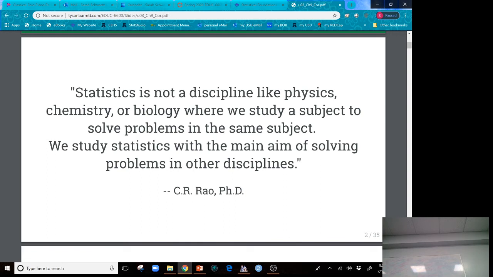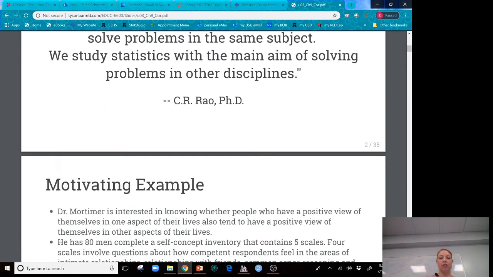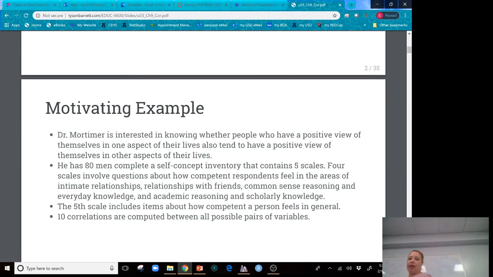So that's chapter 9, the key is looking at whether two things are associated or not associated, or how strongly they're associated. So the motivating example here: Dr. Mortimer is interested in knowing whether people who have a positive view of themselves in one aspect of their lives also tend to have a positive view of themselves in other aspects of their life. So we have one group of people, what are the two things we're going to measure? How positive they are in area A, and how positive they are in area B, and see if those are associated or correlated.